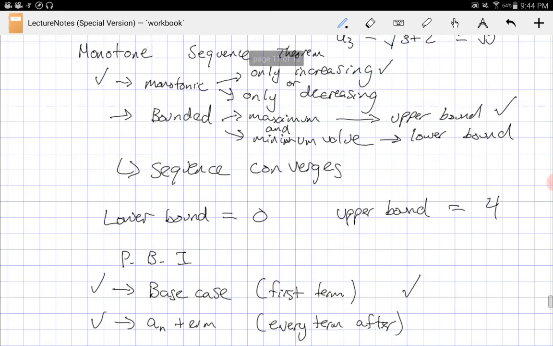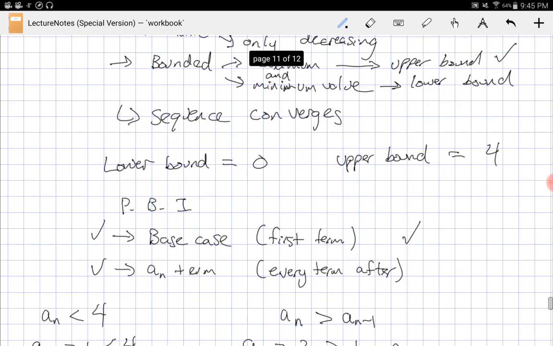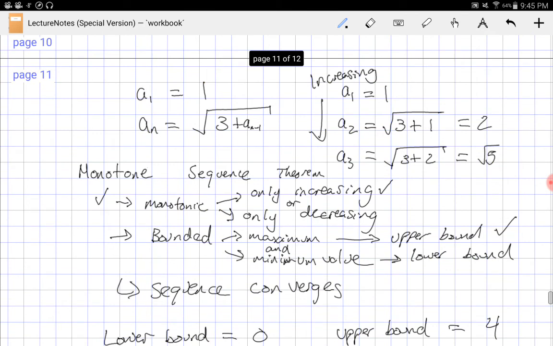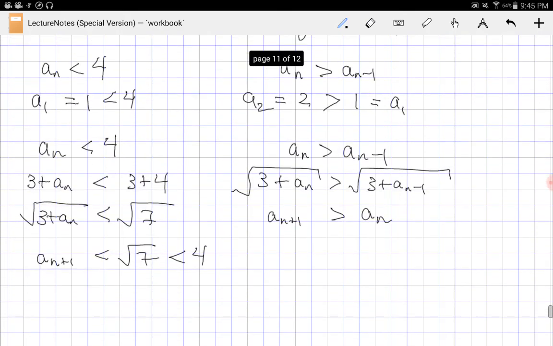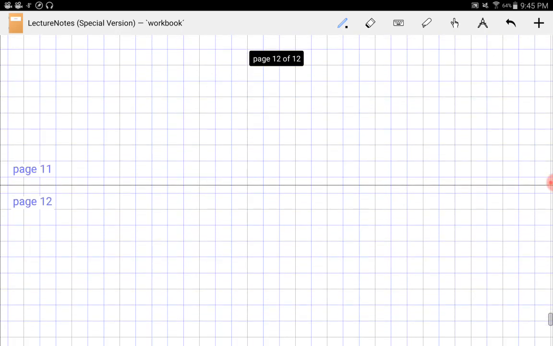The proof of the existence of the lower bound by induction is an exercise for the viewer. But once we prove the lower bound, we can say that this sequence will converge. Not quite, because we still don't know what the sequence converges to, which is a bit of a bummer, because we want to know what the sequence is converging to.